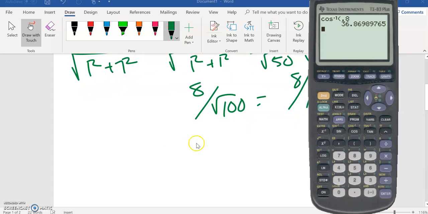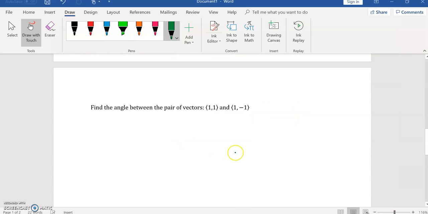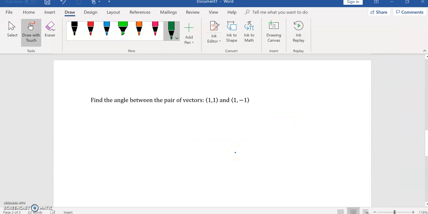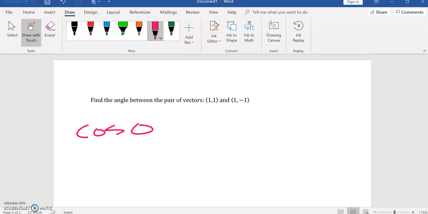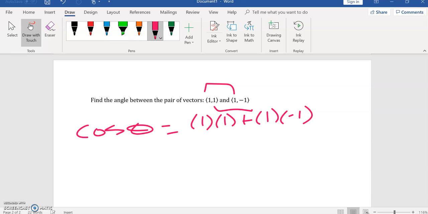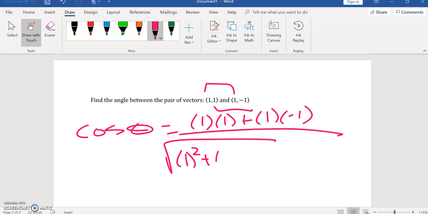Okay, let me do a second one here. So this one here, same thing, same process. We are going to use our formula again. So in the top, cosine theta, the dot product of these two, which is going to be 1 times 1 plus 1 times negative 1, all over 1 squared plus negative 1.